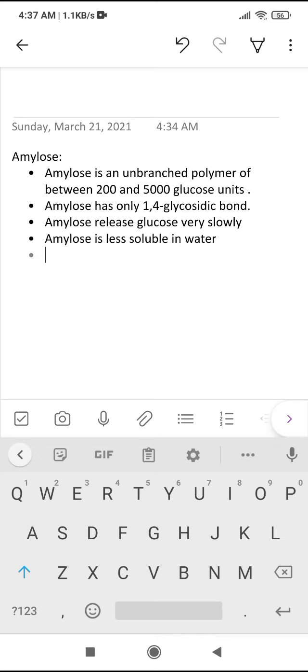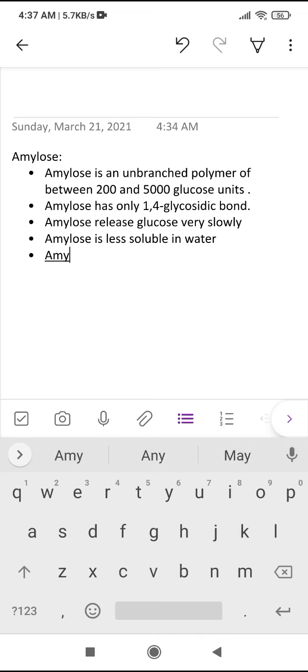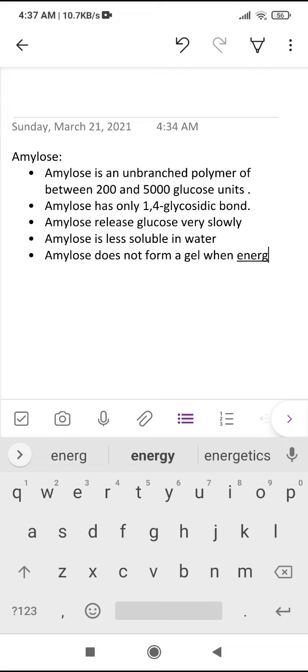Number five, amylose does not form a gel when water is added.